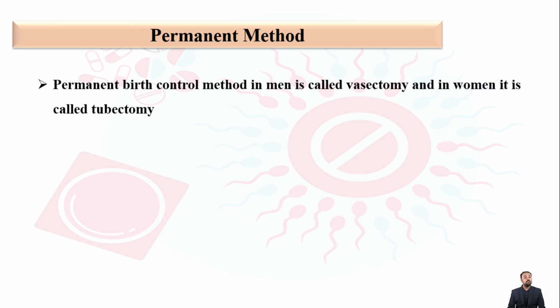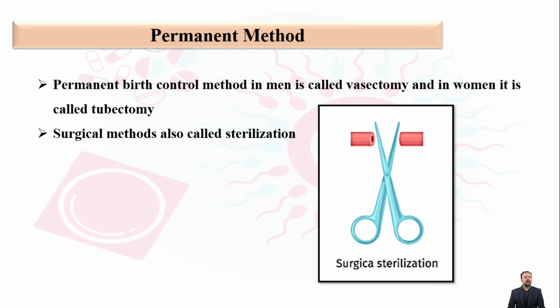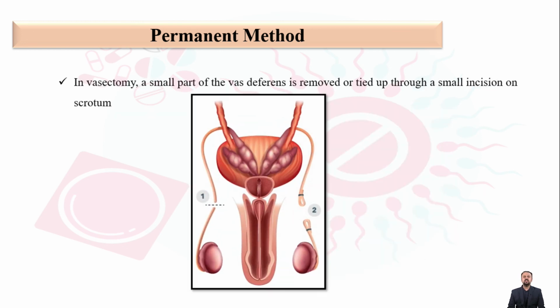Students, the permanent birth control method in men is called vasectomy and in women it is called tubectomy. Students, these are basically surgical methods and they are also referred to as sterilization. Moving on, students, let us first talk about vasectomy.